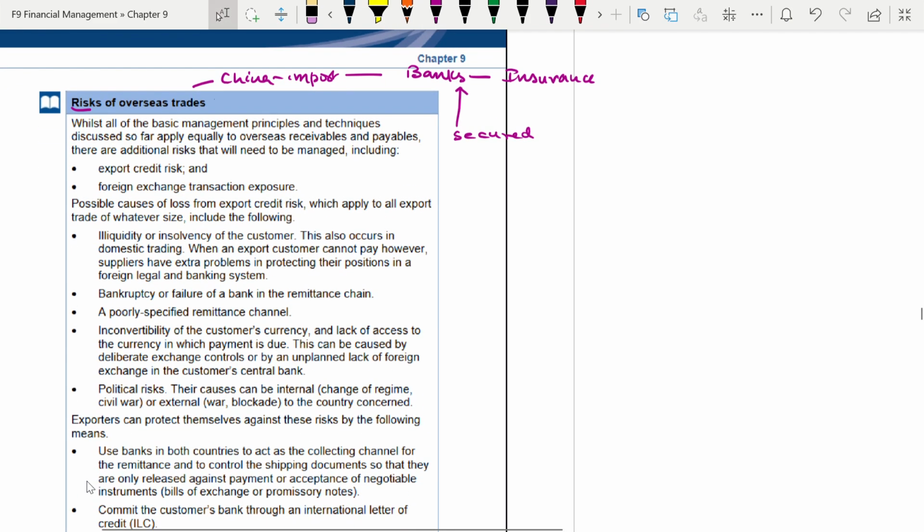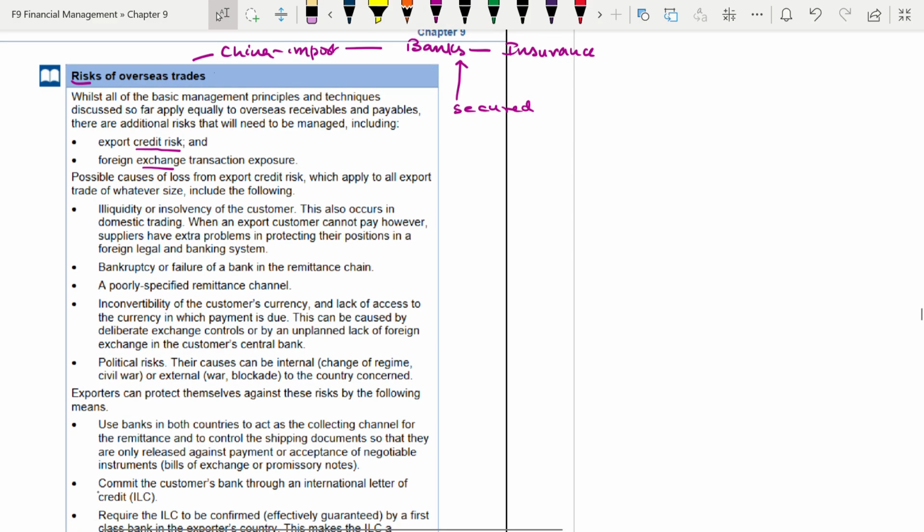All the basic principles and techniques discussed apply equally. We are going to manage export credit risk and foreign exchange risk. We are also talking about a bankruptcy or failure of a bank in the remittance chain. That will not happen, very simple, but they are giving you options if the bank is not going to pay, or there is a bankruptcy or failure of a bank. Then there are poorly specified remittance channels.